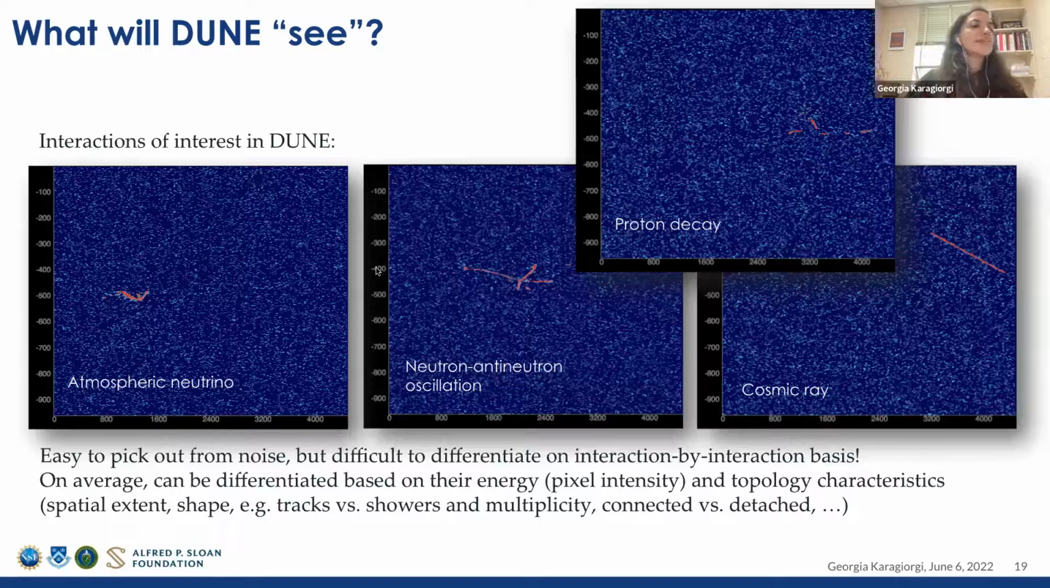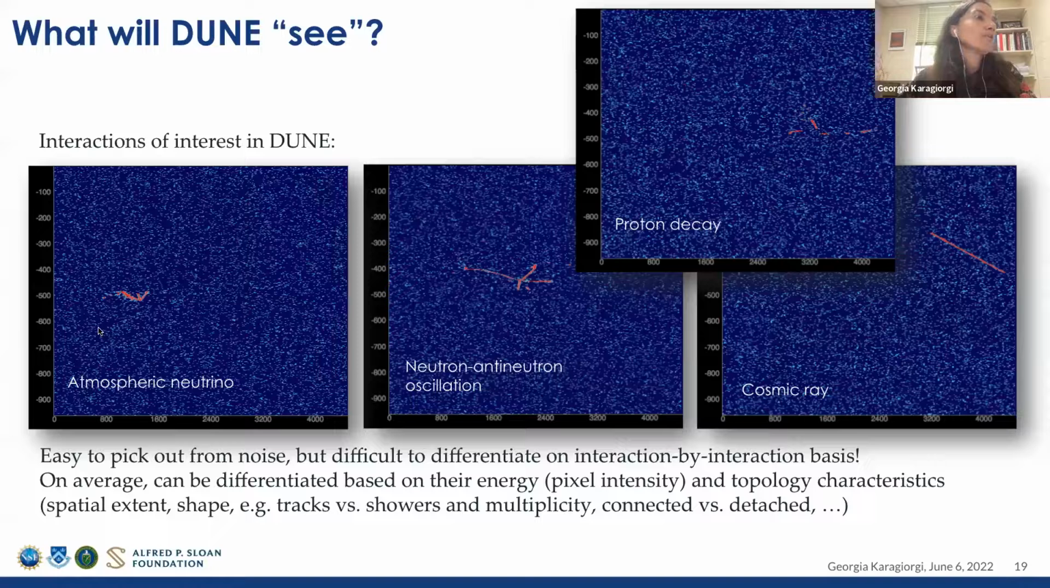Now, among this continuous stream of mostly static noise, every once in a while we might get these really spectacular and beautiful interactions of interest. For example, a neutrino that is produced in the Earth's atmosphere interacting in one of the cells might look like this, producing charged particles which travel tens of centimeters and leave their ionization charge imprints behind.